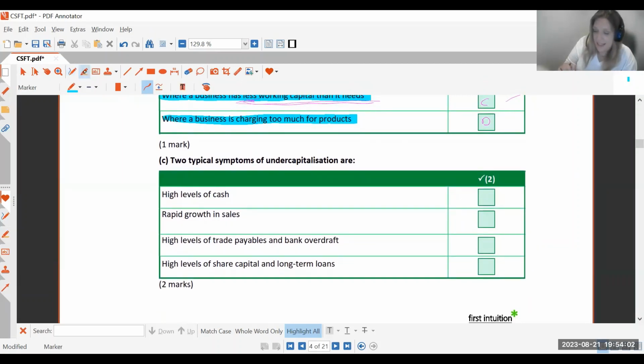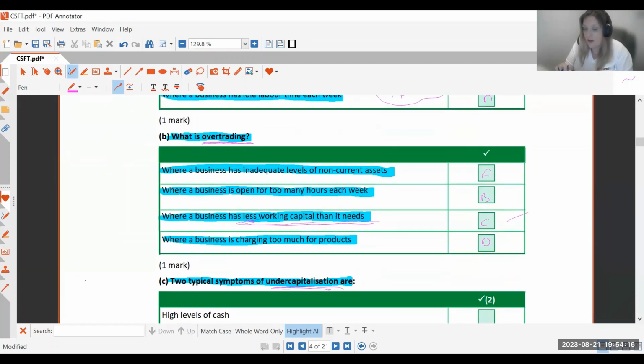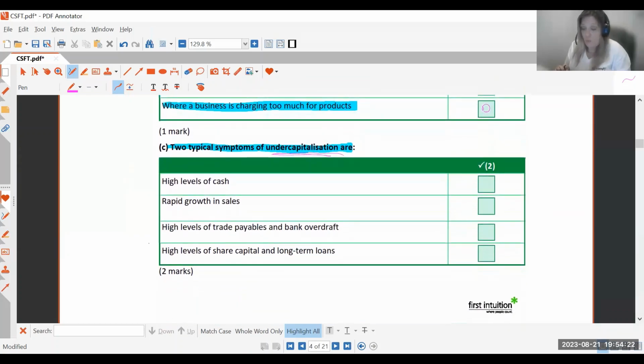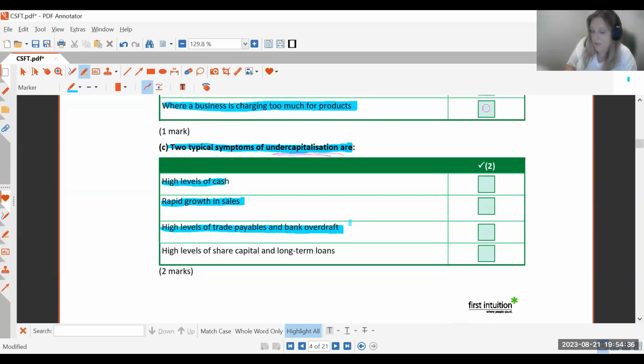So the next task is: 2 typical symptoms of under-capitalization. Now, be careful with this term here because it throws students all the time. Under-capitalization is exactly the same as overtrading. Same thing, different term. So what do we think? 2 typical symptoms of under-capitalization are high levels of cash, rapid growth in sales, high levels of trade payables and bank overdraft, or high levels of share capital and long-term loans.